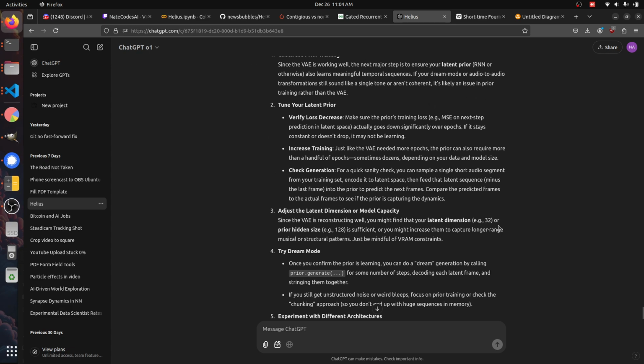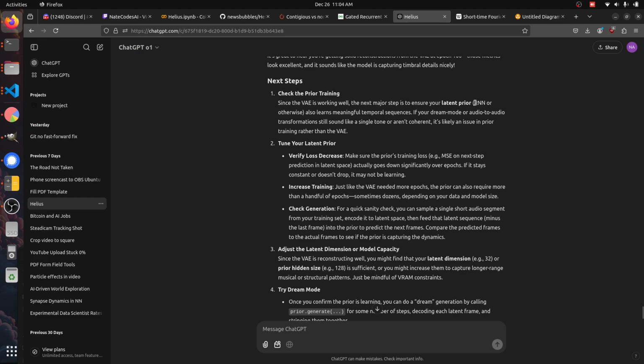Tune your latent prior. So verify loss decrease. Since the VAE is working well, the next major step is to ensure your latent prior also learns meaningful temporal sequences. If your dream mode or audio to audio transformations still sound like a single tone or aren't coherent, it's likely an issue in the prior training rather than the VAE. Tune your latent prior. Verify the loss decrease. Make sure the prior's training loss, MSE on next step prediction in the latent space, actually goes down significantly over epochs. If it stays constant or doesn't drop, it may not be learning. Just like the VAE needs more epochs, the prior can also require more than a handful of epochs, sometimes dozens.